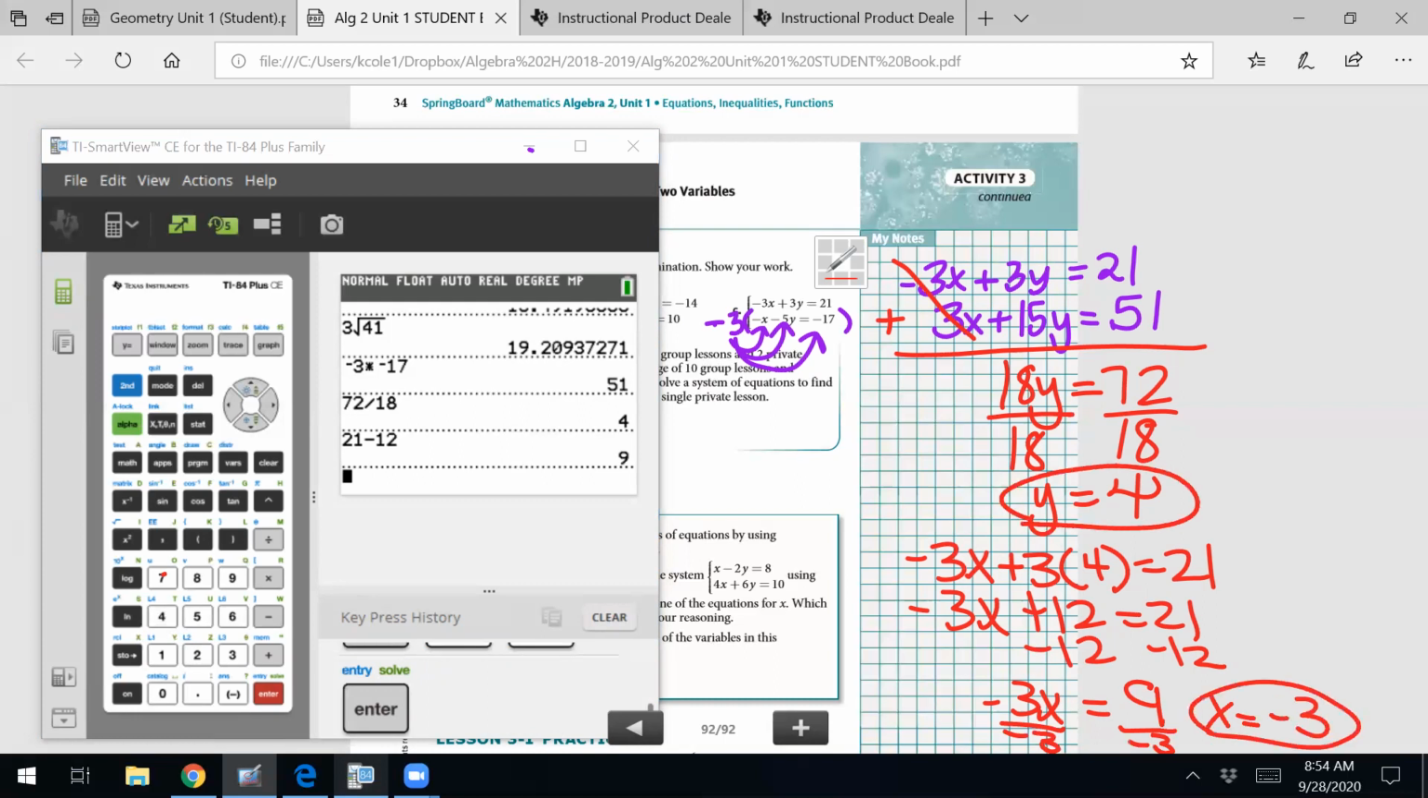What's the solution? Negative 3, comma, 4. Okay. All right. Well, that is how you do elimination.